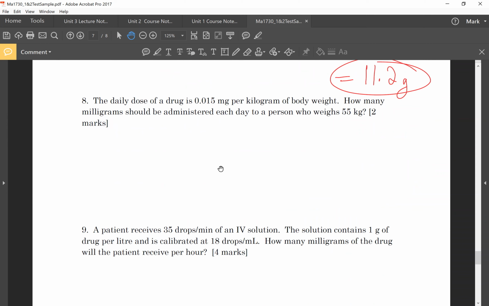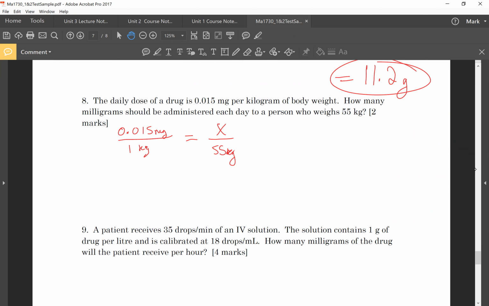The daily dose of a drug is 0.0015 milligrams per kilogram of body weight. Okay, so I know that the daily dose of a drug is 0.0015 milligrams per 1 kilogram of the person's body weight. How many milligrams should be administered to someone who weighs 55? This one's super easy. How much should we give to someone who weighs 55 kilograms? Easy ratio type question. For every 1 kilogram of body weight, you have 0.015 milligrams.